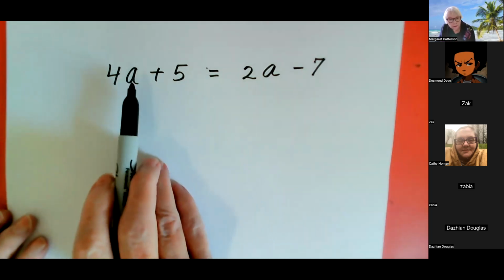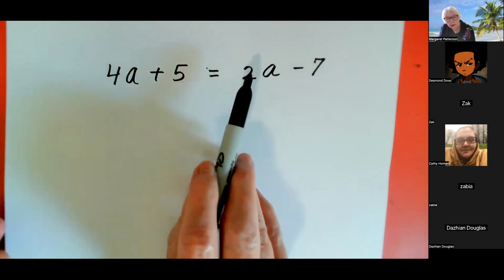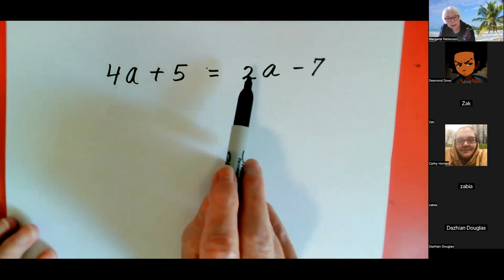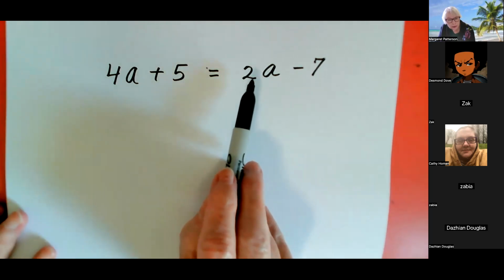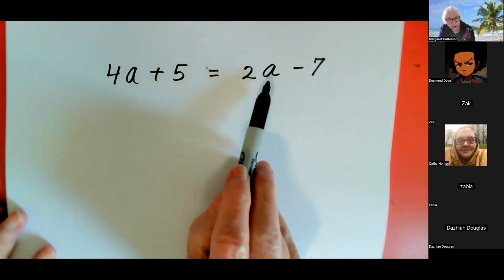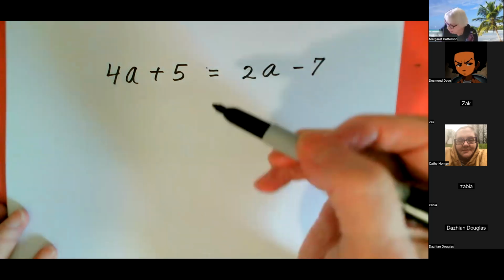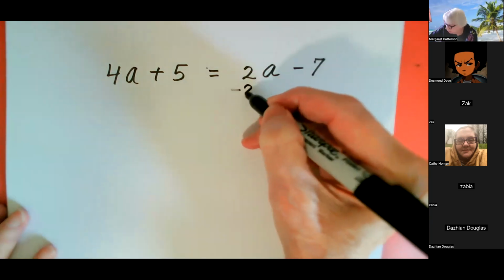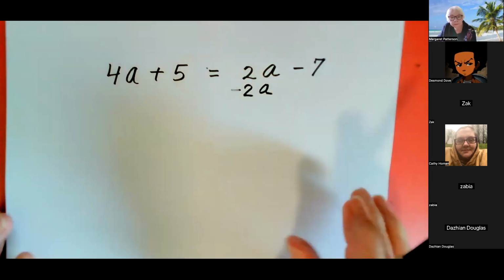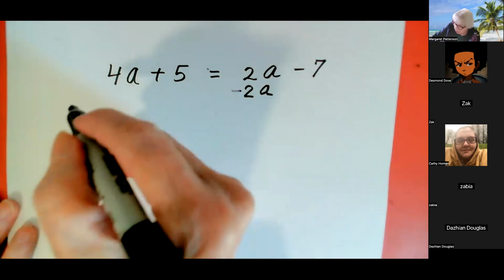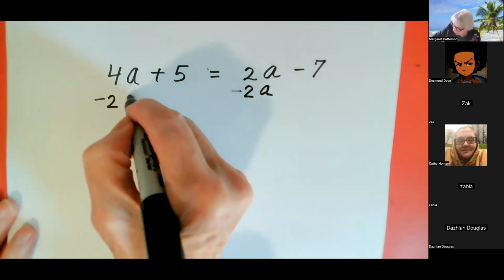Now, I could move the 4a to this side, but what I typically do is pick the smaller one. This is the lower one. 2a would be, in this case, the lower one. This is considered positive because there's no negative on it. So if that's positive 2a, I could get rid of it by subtracting 2a. If I subtract 2a here, I've got to subtract 2a here.